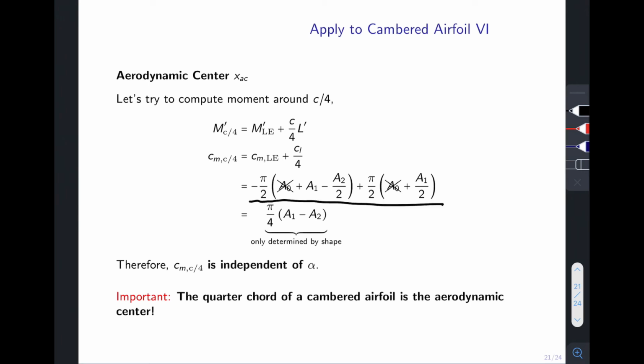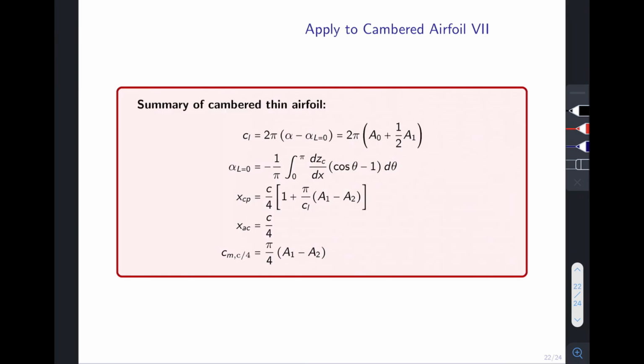If I plug everything in, capital A naught cancels out. The capital A naught is where the angle of attack enters the relation. The A1 and A2 are only determined by the shape of the camber line. It has nothing to do with angle of attack. Therefore, if I compute the moment with respect to the location C/4, I end up with a moment that is independent of A naught, which means it's independent of the angle of attack. Therefore, the point we just chose, C/4, is an aerodynamic center. It's also a very important conclusion that for any thin airfoil, the quarter chord is the aerodynamic center.